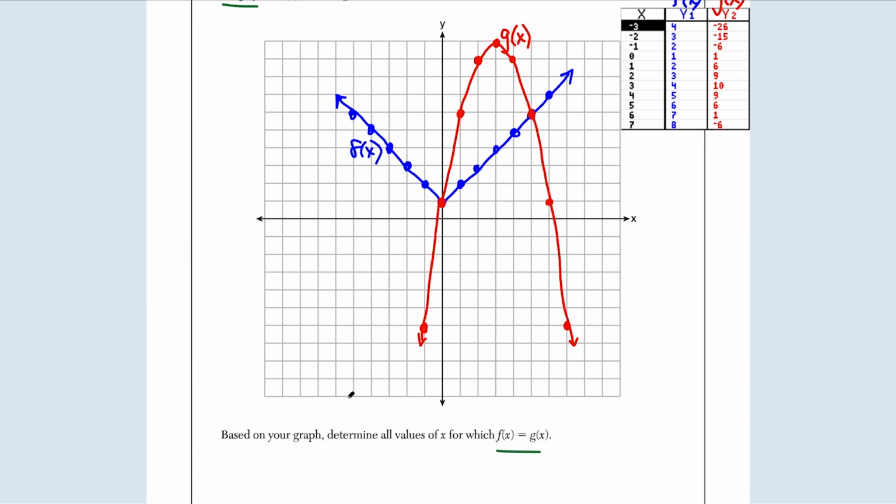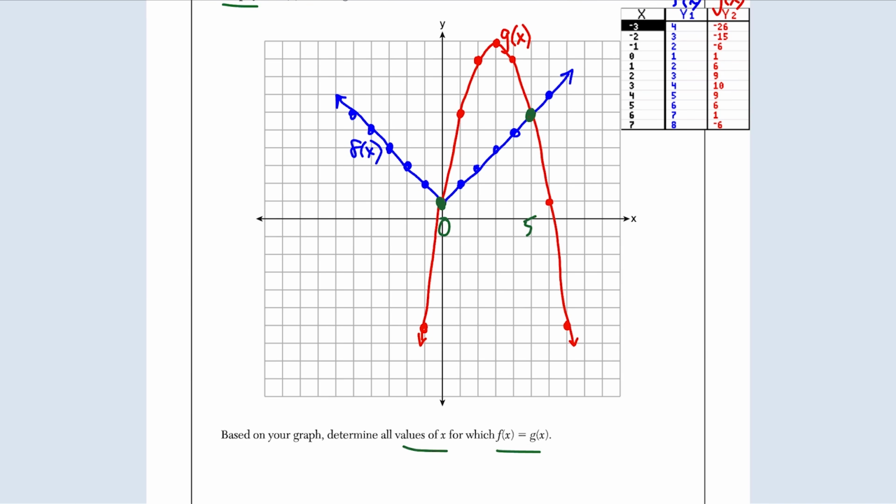So now we're going to use the graph to determine the values of x for which the functions are equal. So we just have to look for the point of intersection here. So we have a point of intersection here and here. But remember, we're talking about the values of x. So that's going to happen here at x equals 0 and at x equals 5.